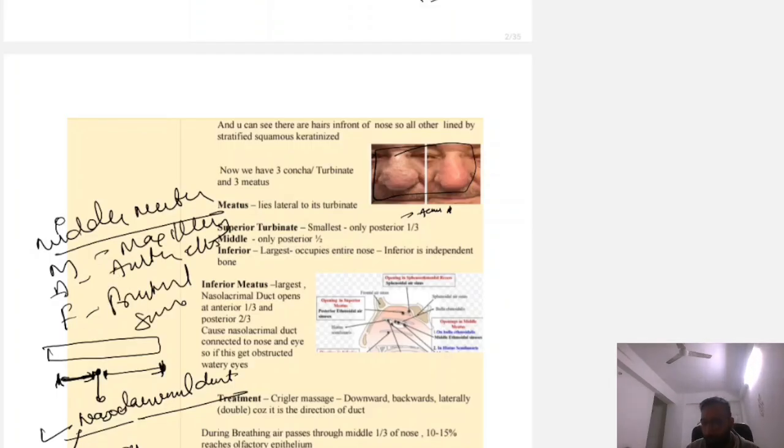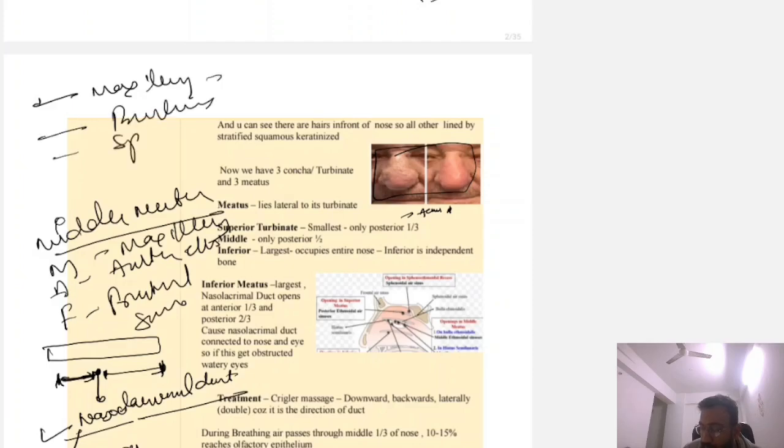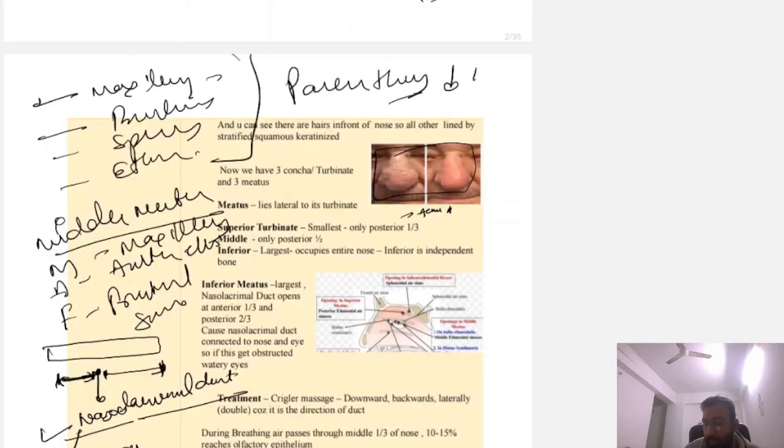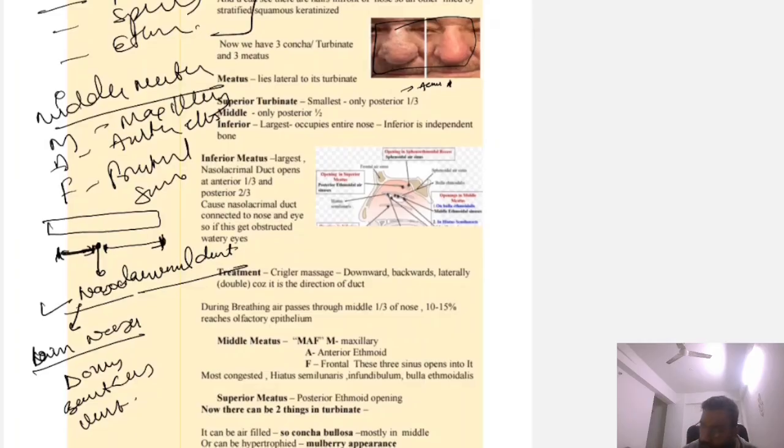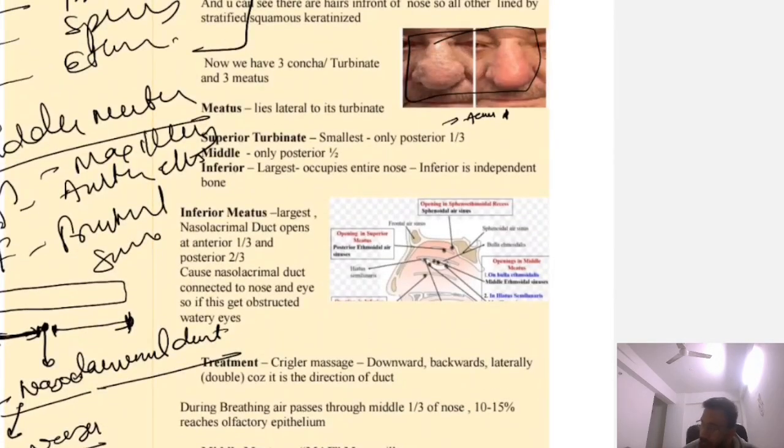We have not talked about the paranasal sinuses till now. We have the maxillary sinus, frontal sinus, sphenoid sinus, and ethmoid sinus. These are the paranasal sinuses. They decrease the weight of the bone and help in phonation of voice. We have learned that in the middle meatus there are three openings: maxillary sinus, anterior ethmoid, and frontal sinus.